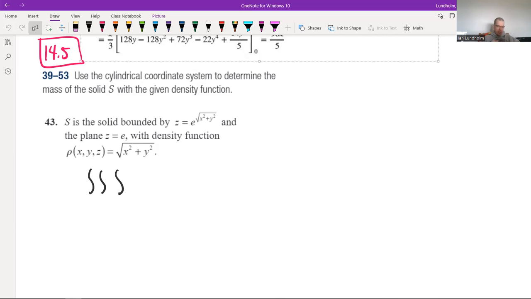But we don't have a picture, and so maybe it would be good for us to think about which one of these is higher and which one of these is lower. Those two would intersect, z equals e and z equals e to the square root thing. Those would intersect when the exponent on e is equal to 1. And so it looks like this is going to intersect when the radius is equal to 1.